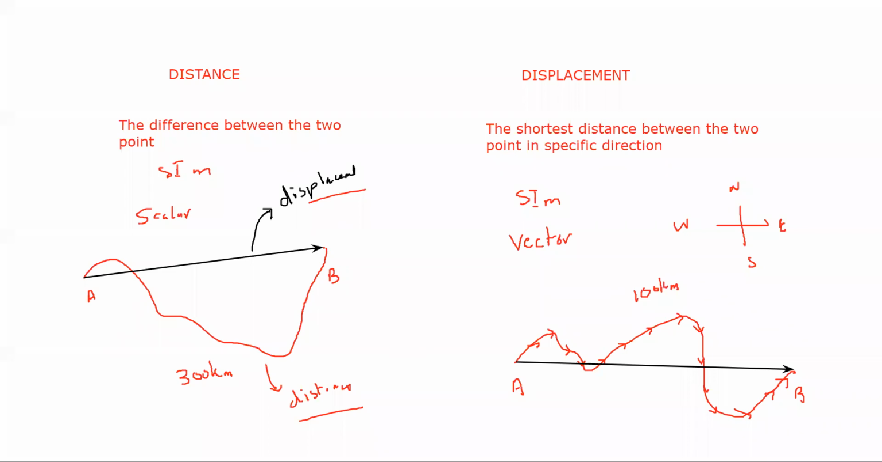Sir, the displacement itself can be a distance, right, between 2 points? Yeah, displacement can be distance, but it should have a specific direction. Sometimes distance and displacement are equal. For example, if an object moves from A to B, and the difference between A and B is 10 meters, the distance from A to B is 10.